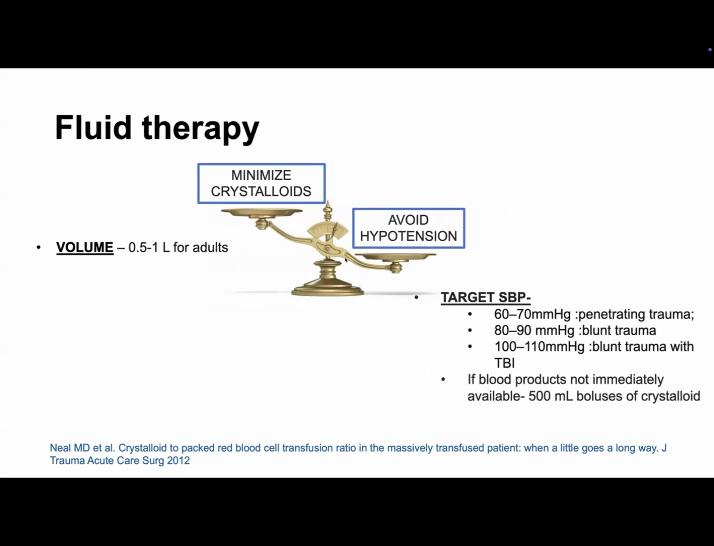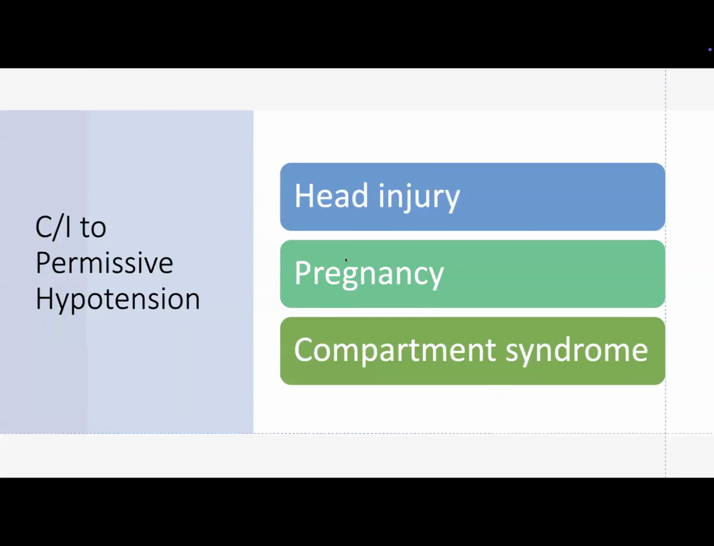So there are some contraindications also to permissive hypotension. We can't accept hypotension in all the patients. Some of the contraindications will be head injury, as we know that we need to keep certain cerebral perfusion pressure, and pregnancy, obviously we don't have data, and compartment syndrome, it leads to worsening perfusion in the compartment area. That's why we need to avoid permissive hypotension. And if there is one more option to write, then you can even consider pediatric patients as a contraindication to permissive hypotension.